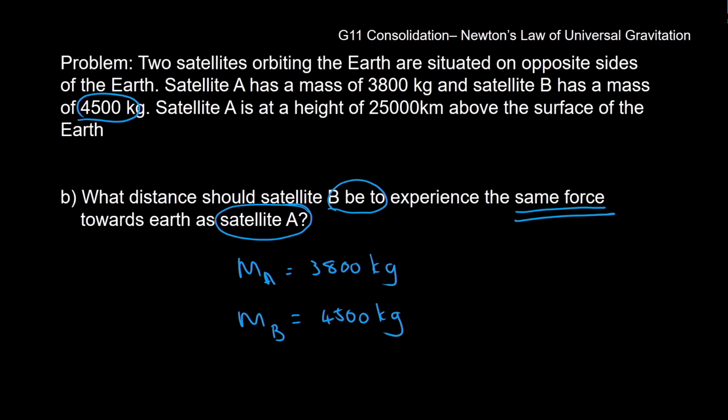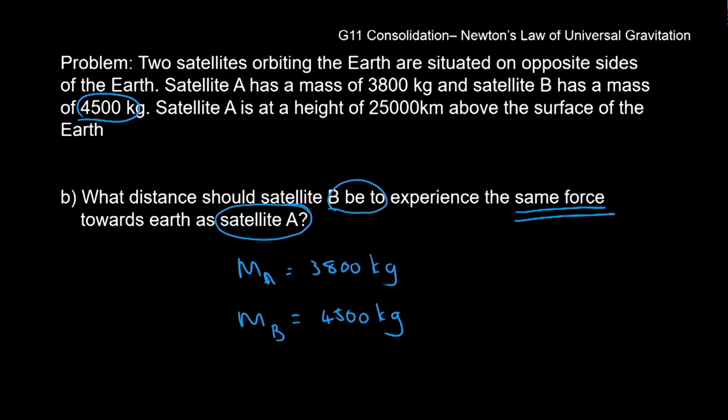Now, to experience the same force, so the force is staying the same, but the mass is changing, what has to happen to the distance between the Earth and the satellite? Well, if the mass is bigger, for the force to stay the same, the satellite actually has to be further away. The closer, the stronger the force, right? If the mass is the same. But now the mass is more. So that satellite has to be further away from Earth to experience exactly the same force. That would be a written explanation.